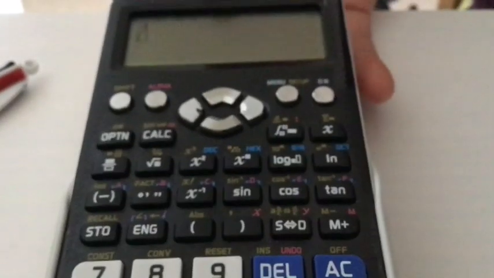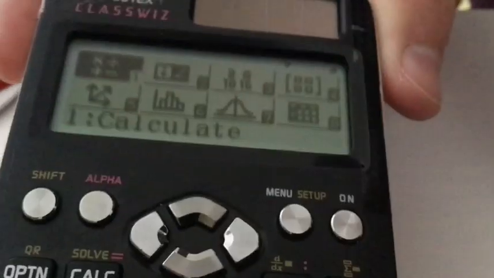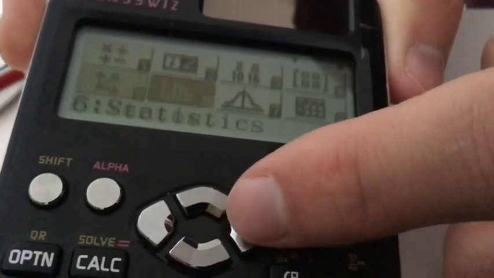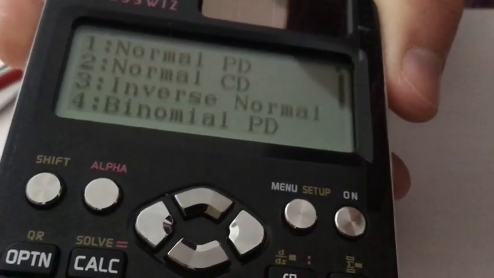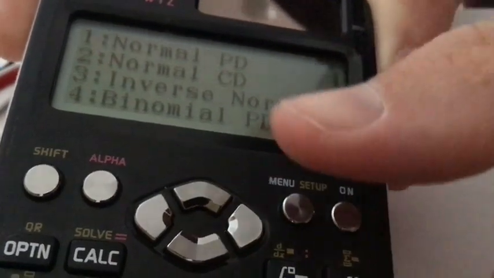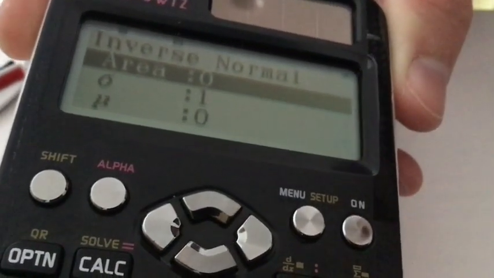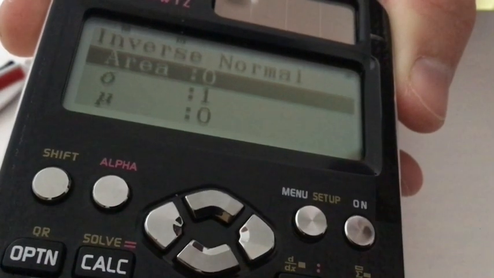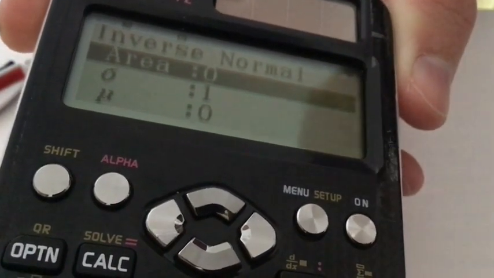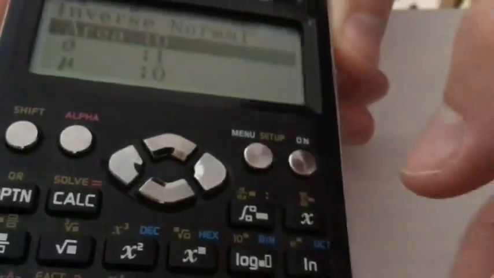Okay, so what I'm going to do now is press the menu button, and I want 7, because that's my distributions. And then I'm going to press 3 for inverse normal. And the area, that's going to be 0.75. So that's the area under the curve, or the probability that we're less than a certain value. So we want 0.75.